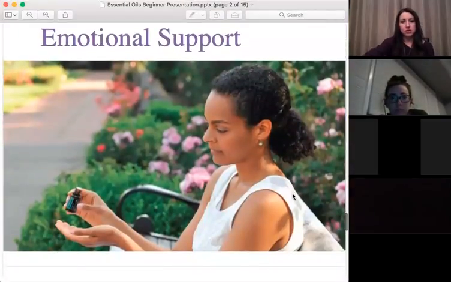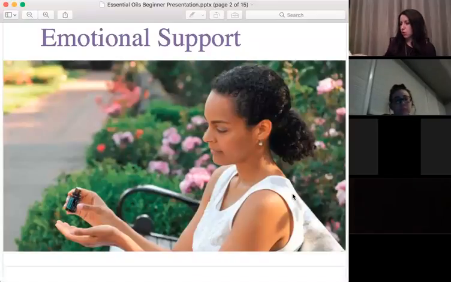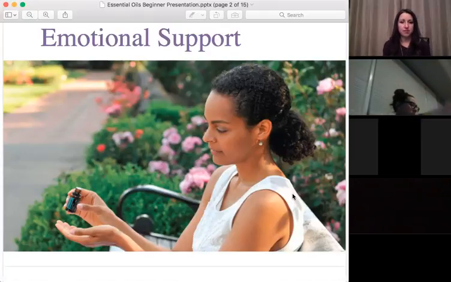So the next thing we'll talk about is emotional support. We kind of focused on different ways that the oils can help support your body physically, but now getting into the emotions of it. There are a few oils that are considered mood oils.